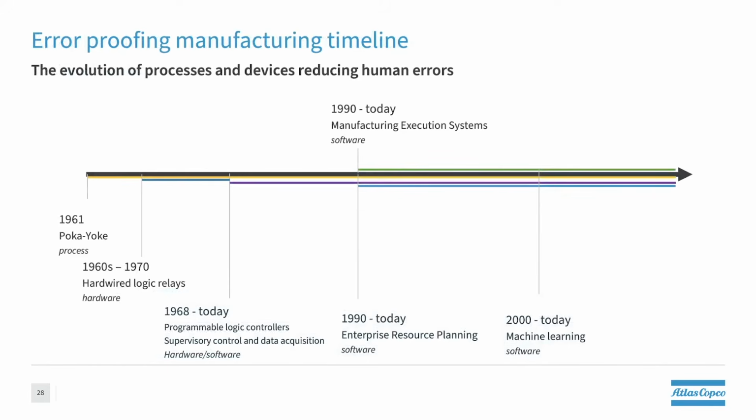Do you notice a trend? I'm sure you guessed it, but that trend is since 1990, all the advancements in control and error proofing have been from software. But why is that?